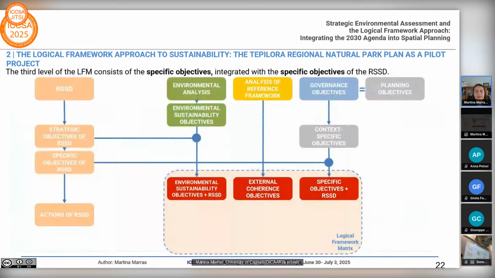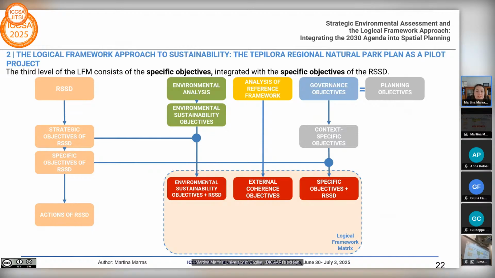They result from the integration of three types of objectives: the governance objectives reflecting the political and administrative priorities, planning objectives defined by the planners, and RSSD specific objectives. Distinguishing among these categories is essential because each can reflect different priorities. For example, governance objectives may privilege economic growth at the expense of sustainable development. But in this case, however, governance and planning objectives coincide, and the planners have adopted a methodology oriented toward the sustainable and integrated protection and management of resources, firmly rooted in contextual analysis.